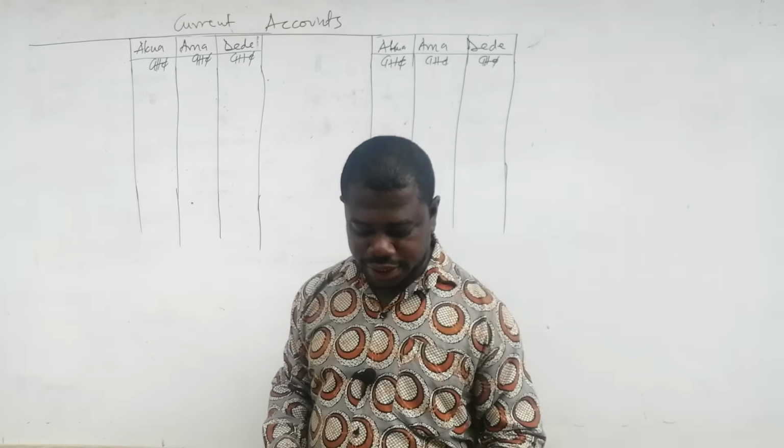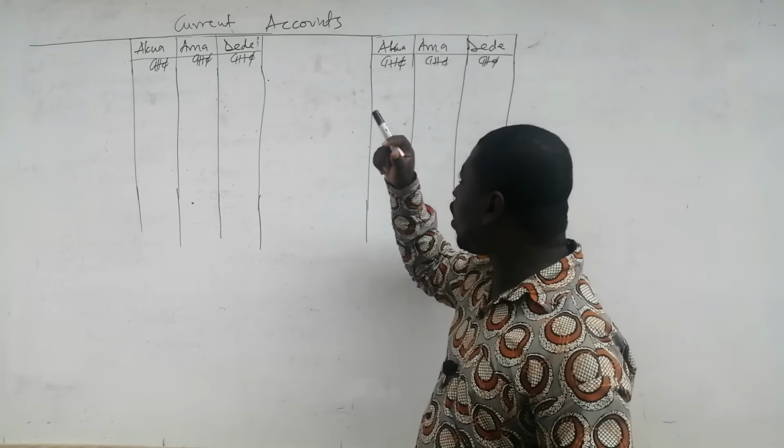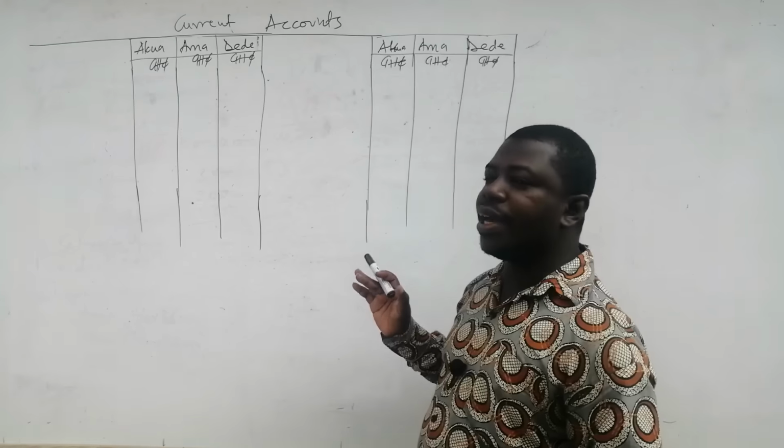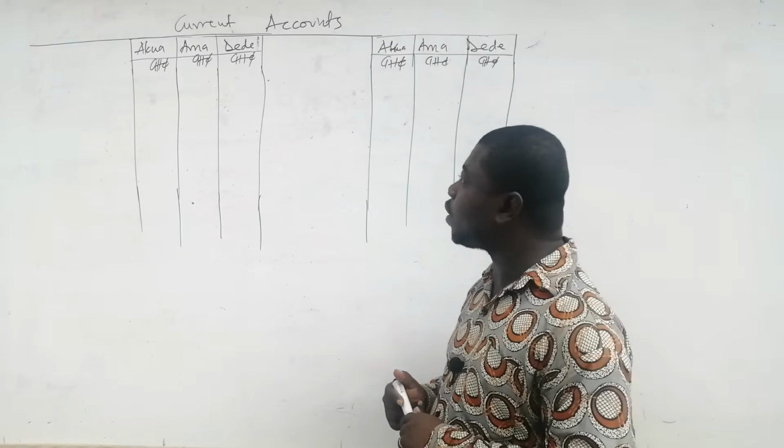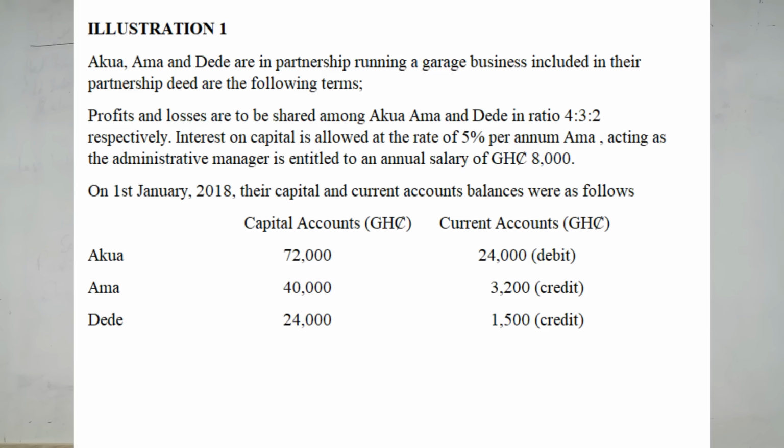Now, take note that I said that it is not always the case that the current account will all have a credit balance for all of them. Some may have a debit balance, so you always have to be careful when you are solving a question. Now, in this question, we are told that the current account balances from the beginning of the year was 2,400, a debit balance for Equia, but 3,200 as a credit balance for Ama, and 1,500 as a credit for Dede. And so we are going to have credit balance for both Ama and Dede, but a debit balance for Equia.